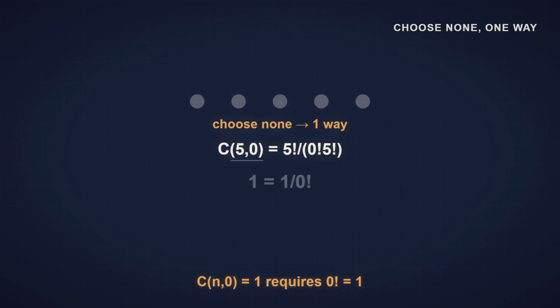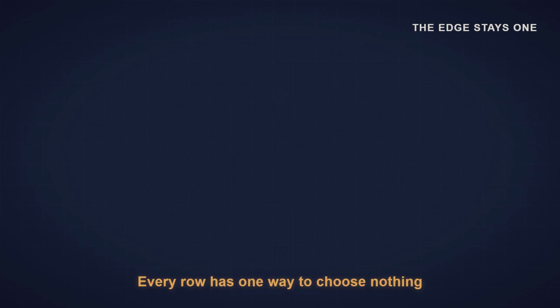If it was 0, the formula would divide by 0, and the entire left edge of Pascal's triangle would disappear. A single boundary value protects every row. The opposite edge, choosing all 5 objects, gives the same calculation and the same requirement. Pascal's triangle makes the boundary visible. Each interior number is the sum of the two numbers above it. Every row begins and ends with 1 because there is one way to choose nothing and one way to choose everything.